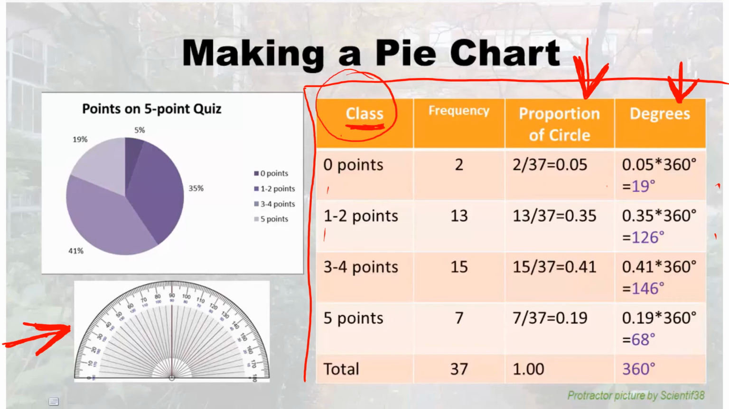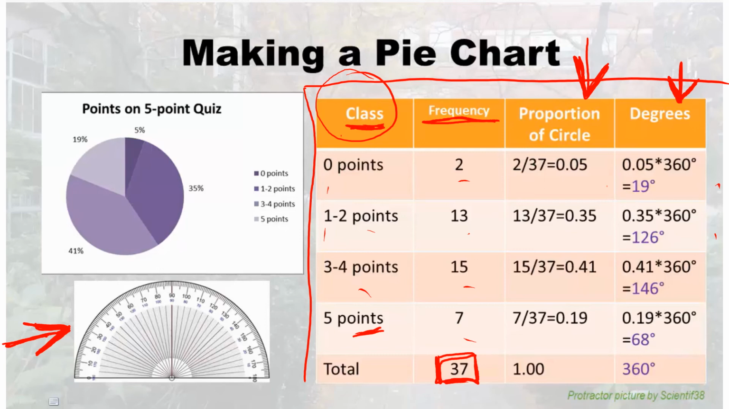Next step. Now we have our frequency. So how many times did each, in this case, we're using the whole 5-point quiz thing. What we're looking at is how many students got 0 points, how many students got 1 to 2 points, how many students got 3 to 4 points, and how many students got a full 100% of 5 points total on their quiz. So you're gonna write your frequency here, how many students got each score, right? And then figure out your total, which in this case is 37. 37 fake students for this fake quiz.